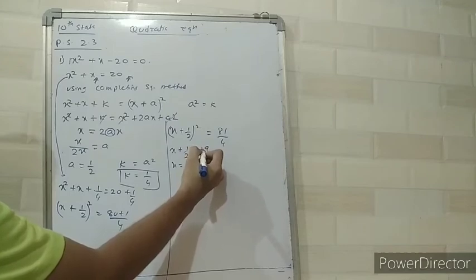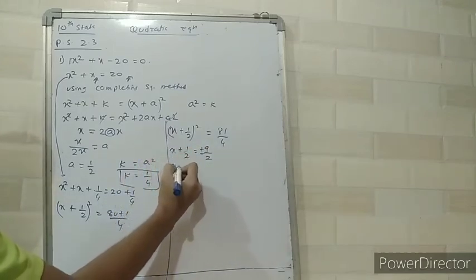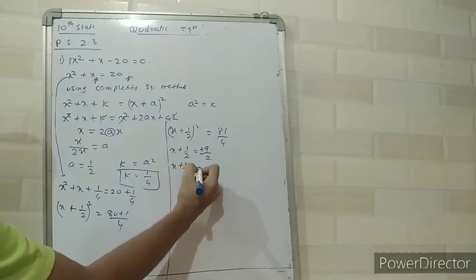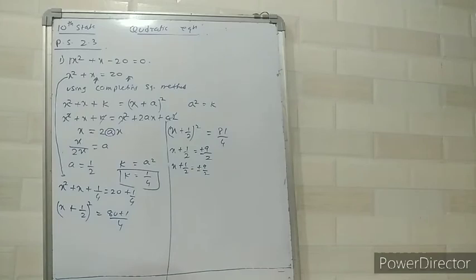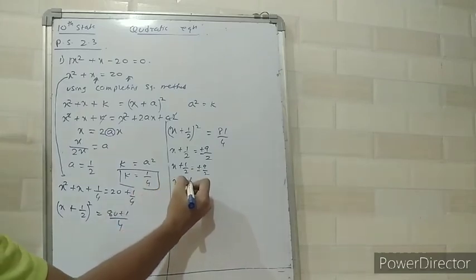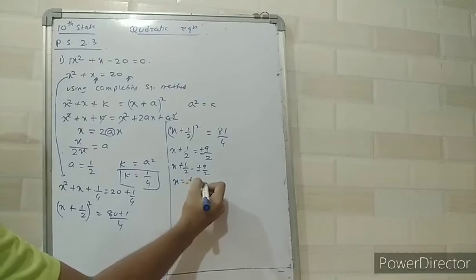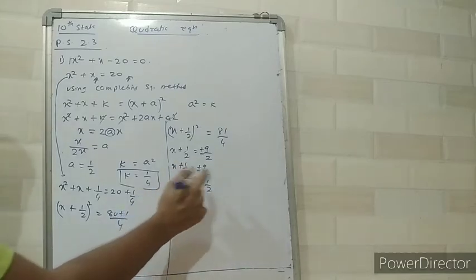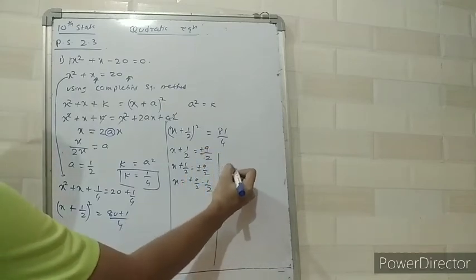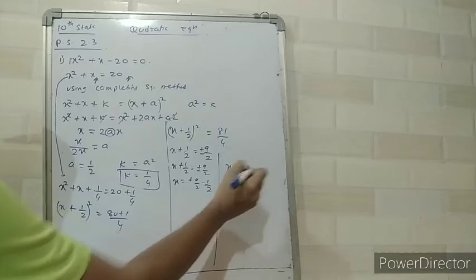As we are taking the square root, we will have plus or minus. So the value of x is plus 1 upon 2 plus or minus 9 upon 2. So the value of x is plus 9 upon 2 minus 1 upon 2, since plus 1 upon 2 will go there and become minus 1 upon 2, and the value of x is minus 9 upon 2 minus 1 upon 2.